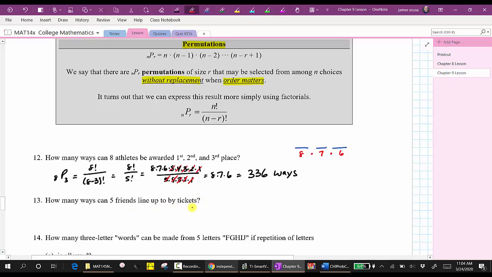For number 13, how many ways can 5 friends line up to buy tickets? Here order matters, and we do not have repetition, and therefore we can solve this using a permutation. All 5 friends are lining up, and therefore it would be 5 permute 5.